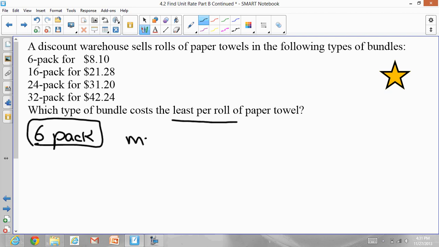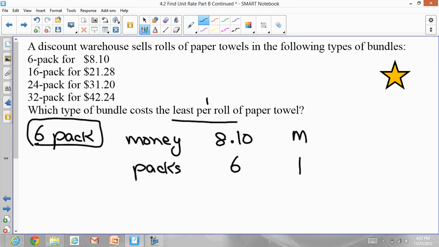So I'm going to write money as one piece of information. I'm comparing it to the number of packs in there. So the money in this case is $8.10, and that is for the 6-pack. I want to find the cost per roll. Per roll means it's for one roll. So for one pack, I want to find the missing number.